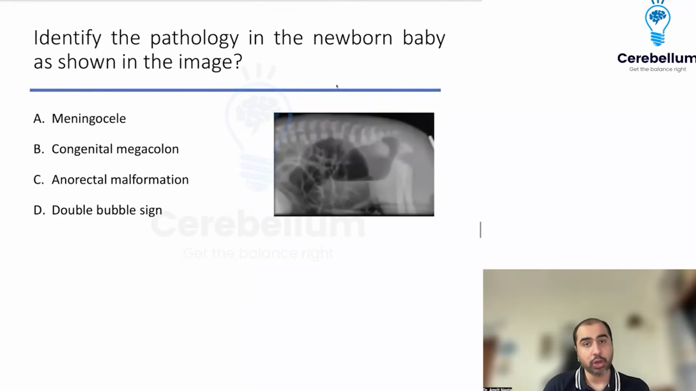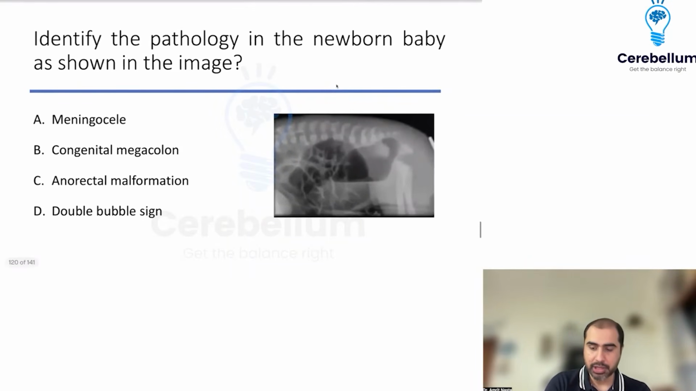What is the pathology in the newborn baby? Identify the image. The image will tell you the pathology. Like you can see, there is a coin which has been put over here. The baby is not straight. The baby is in a lateral position with a coin somewhere at his buttocks.